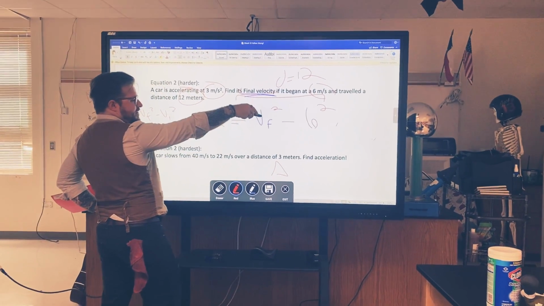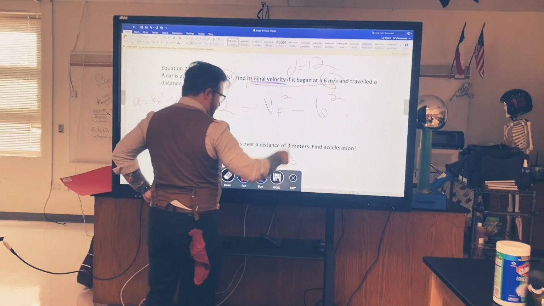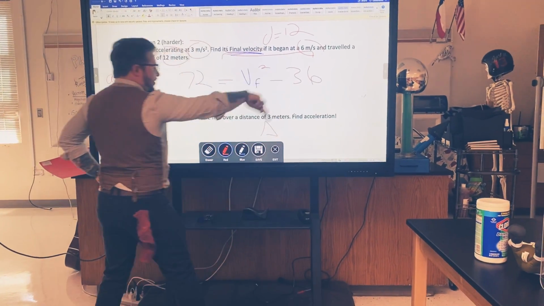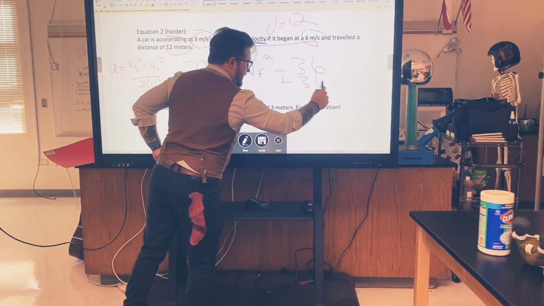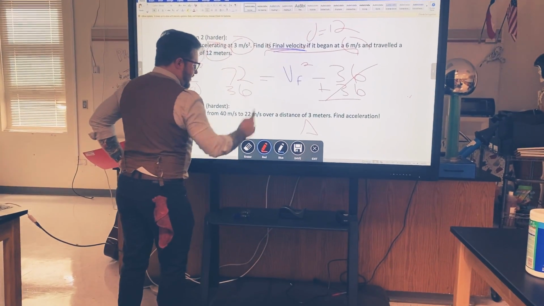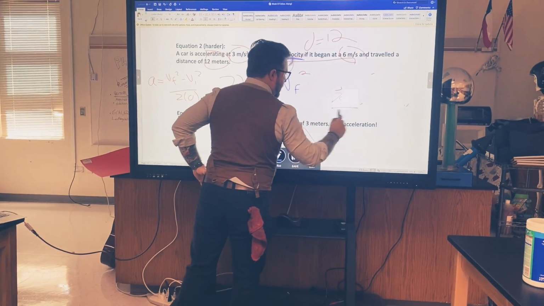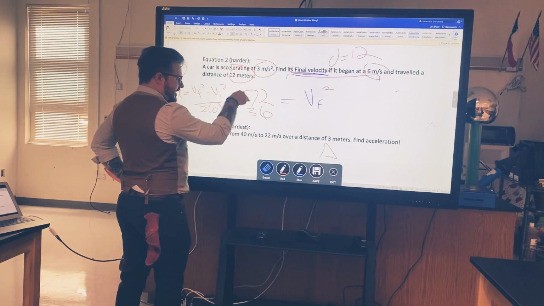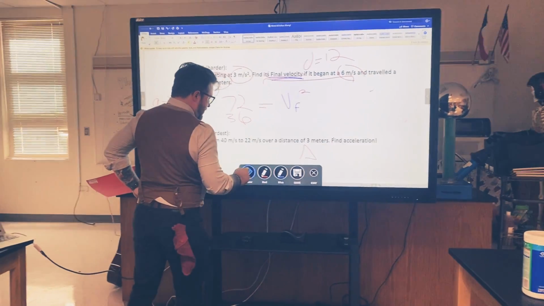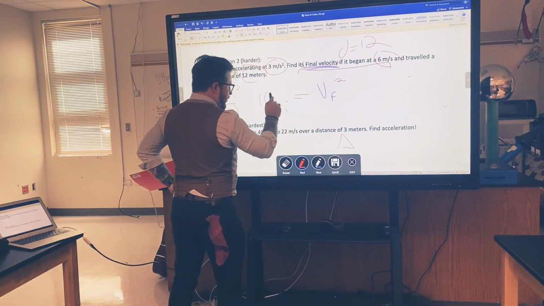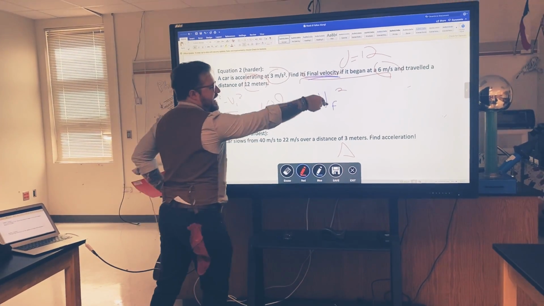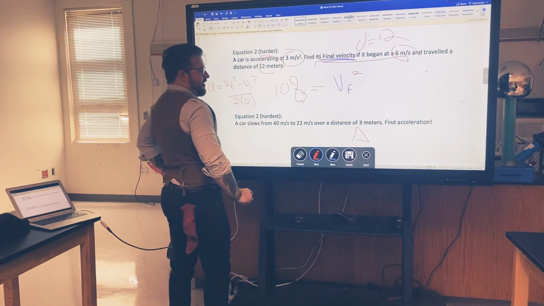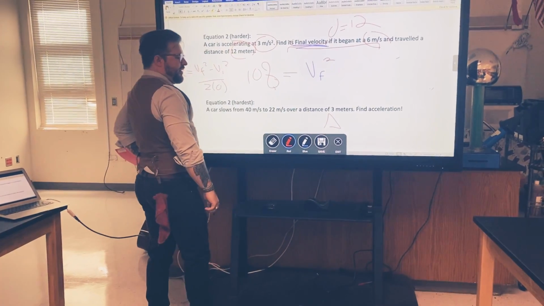72 is equal to final velocity squared minus 6 squared. What is 6 squared? 36. How do I get 36 over here? I add 36. It's so easy. This goes away. What's 72 plus 36? 108, right? 108 is equal to this number squared. How do I get this number? What's the opposite of squaring? Square root.